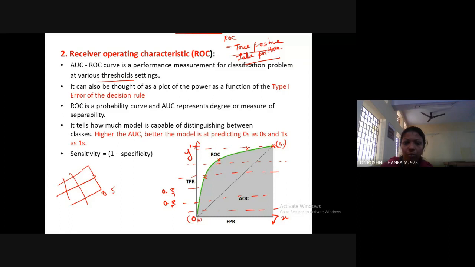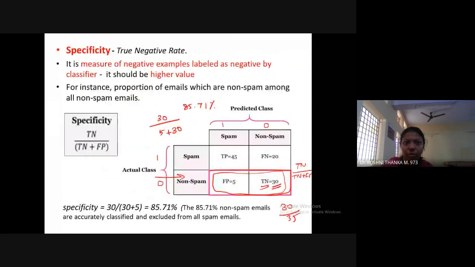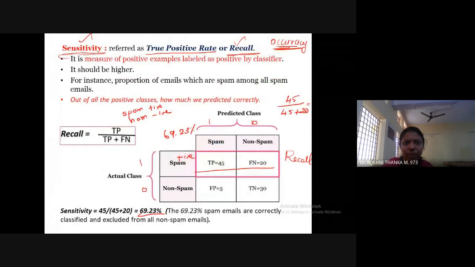You know what the true positive rate is. How do we calculate it? This is the formula to calculate the true positive rate, which is also called recall. The formula is TP divided by TP plus FN.